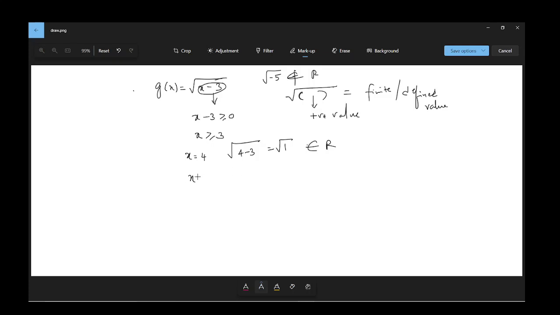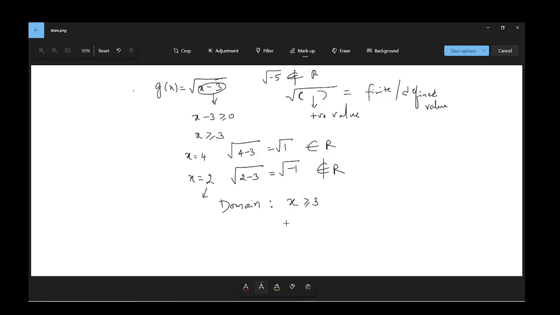If I take x less than 3, let's say x equal to 2, I'll get the square root of 2 minus 3, which is the square root of minus 1. So this does not belong to the real numbers. So 2 will not come into the domain of this function g of x. So the domain of this function is actually any value x greater than or equal to 3.